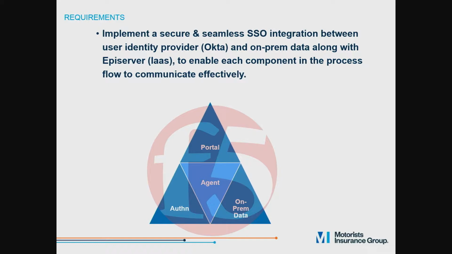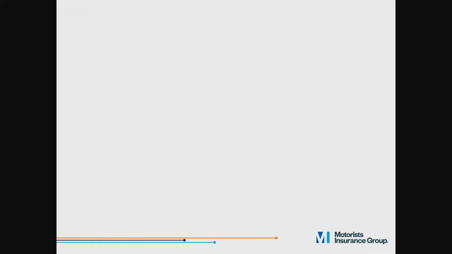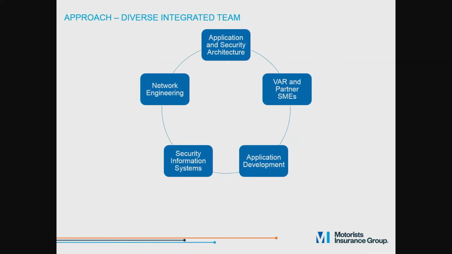So basically we know that our agent is right in the middle of everything. Everything supports the agent. So we knew we had to bring our authentication services, our portal page, and our on-prem data to the agent in a seamless way. We worked on it. The network team tried to figure out the problem. The security team tried to figure out the problem. App dev guys thought they could figure out the problem, but we were just spinning our wheels.